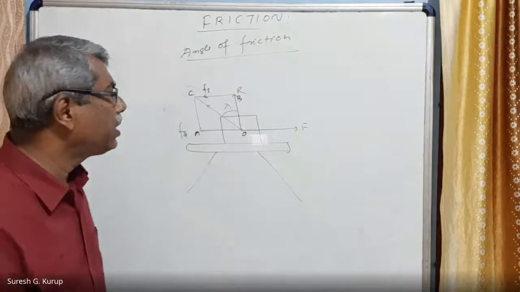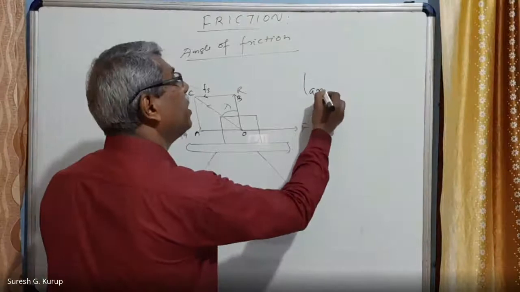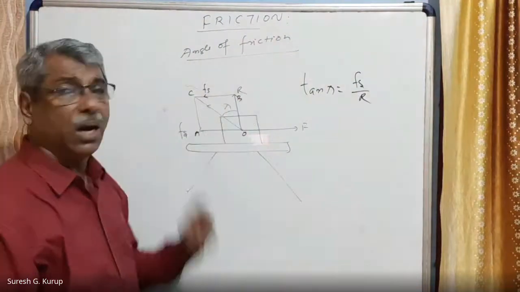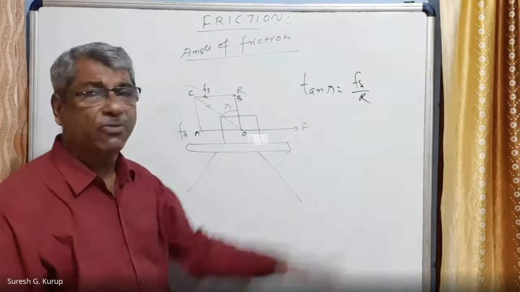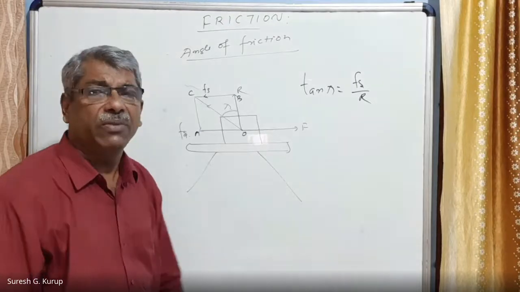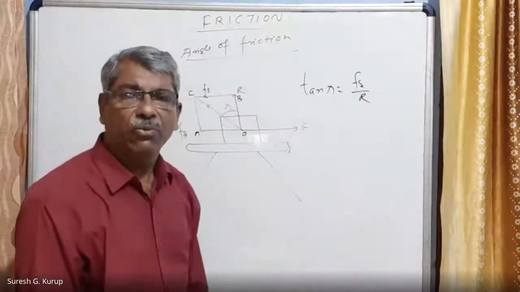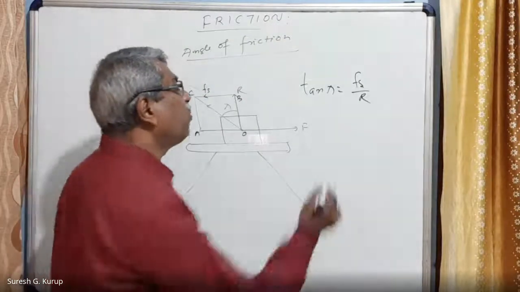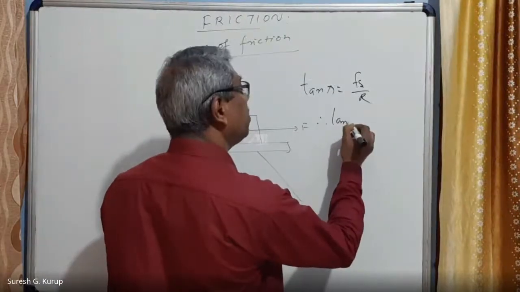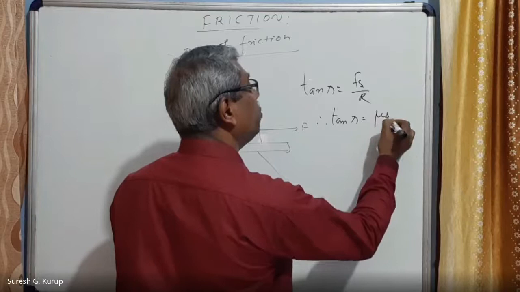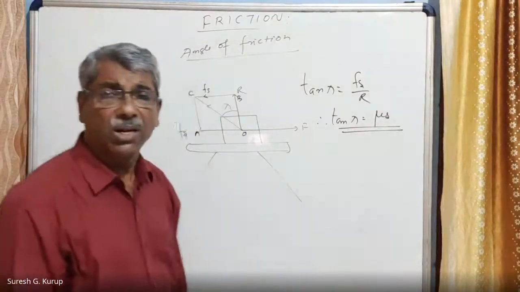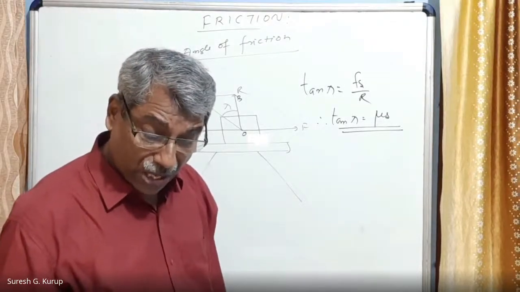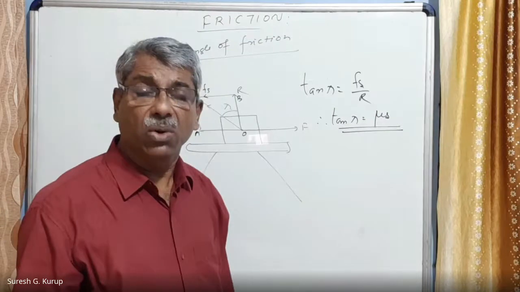From the figure, we can write tan lambda is equal to Fs divided by R. R is the normal reaction. Fs is the force of friction. But we have already studied that Fs by R, the ratio of force of friction to normal reaction, is called the coefficient of static friction. Therefore, we can write tan lambda is equal to mu s. So this is a very important relation, right? Tan lambda is equal to mu s. That means the tan of the angle of friction is equal to the coefficient of static friction, right?